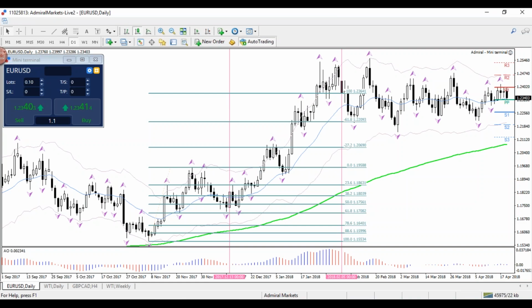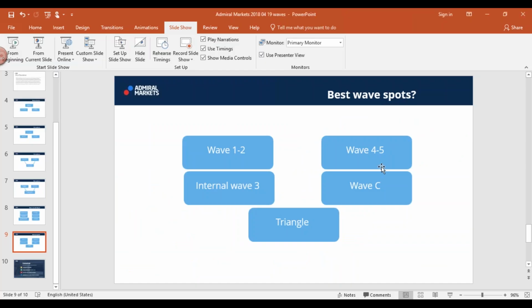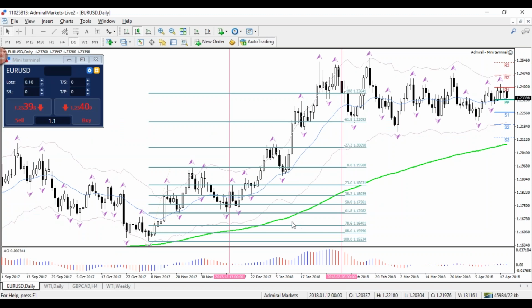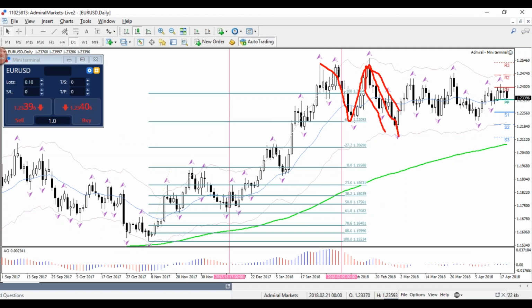And then I wanted to talk about wave C or triangle, sorry. So a wave C can sometimes be impulsive. Look at this, A, B, C correction. Look at this wave C.